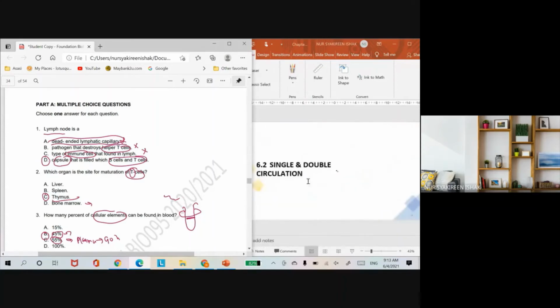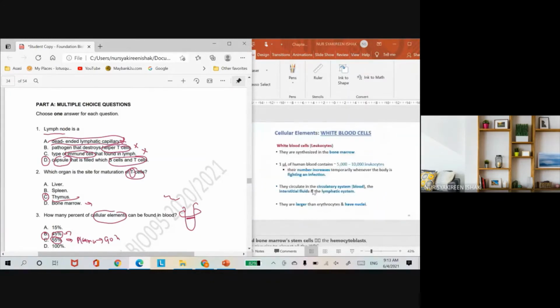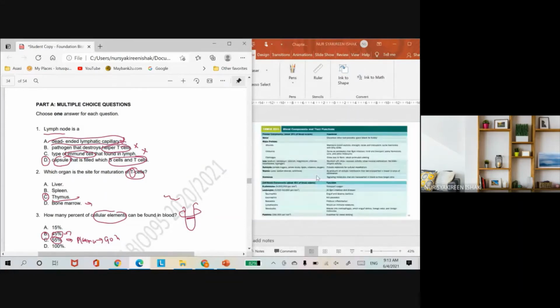when you're doing your exercise, please refer to your notes. Exercise, you can refer to your notes. Exam, I forbid you to refer to anything.